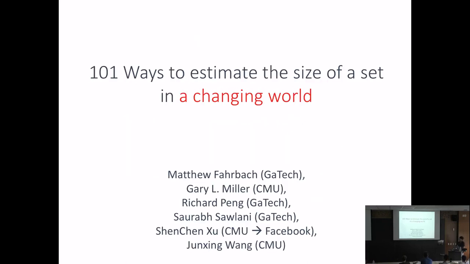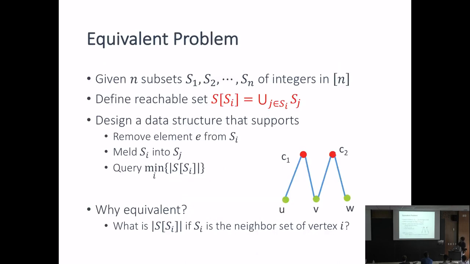Okay, since we are not going to talk about calculating min degree ordering, let's just change the title of this talk. The new title is 101 ways to estimate the size of the set union in a network. Let's review this important problem, which we are going to focus on in a later talk. We have n subsets and three operations: we can remove an element from one set, we can meld one set into another set, and we can query the minimum reachable set. A reachable set is defined by the union of the sets with the indices in this set.